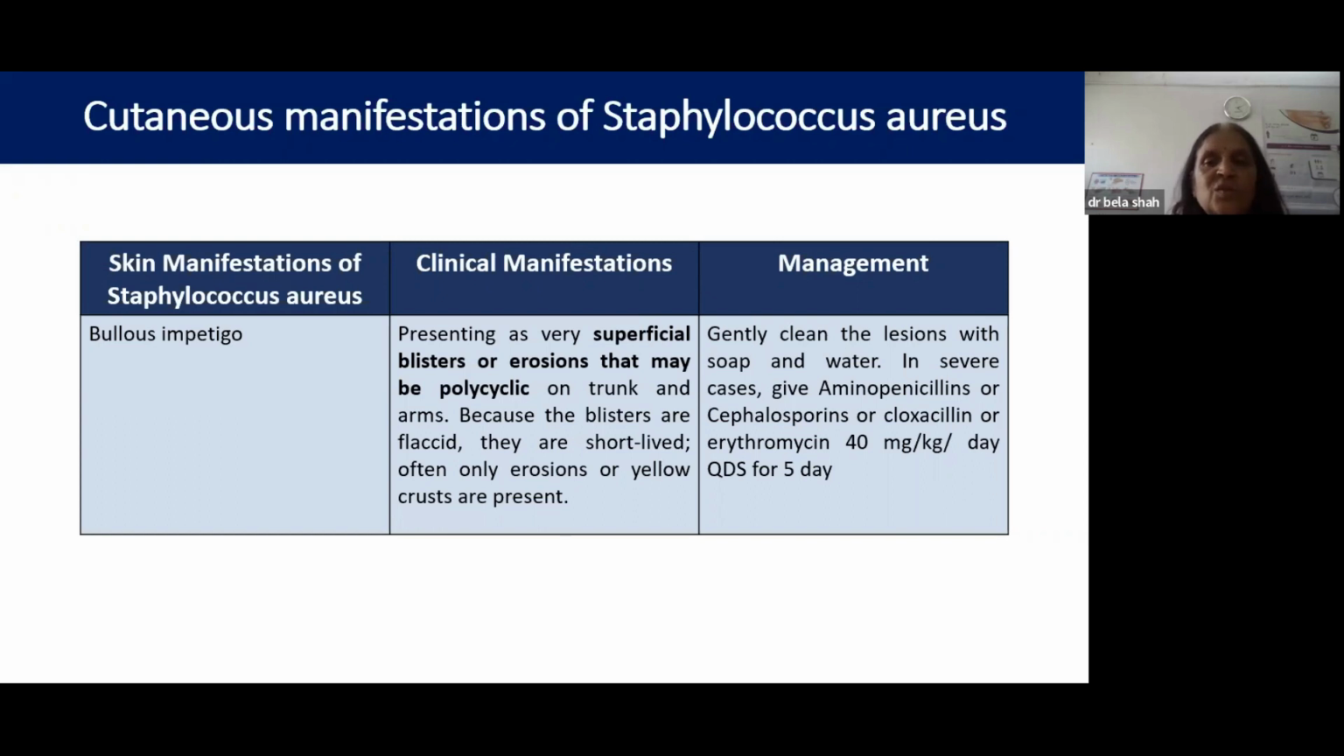We do not need to rupture the bulla. They will rupture themselves. Clean the area gently with clean water. Patients are allowed to take a bath. There is no point in asking them not to take a bath. They have to take a bath.